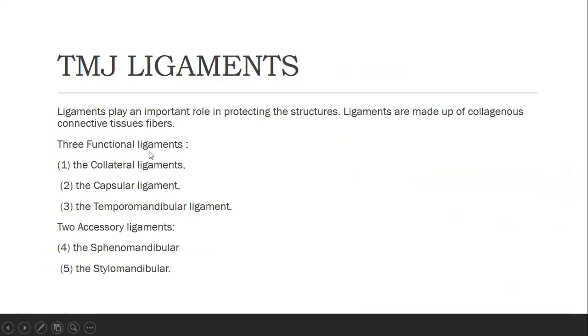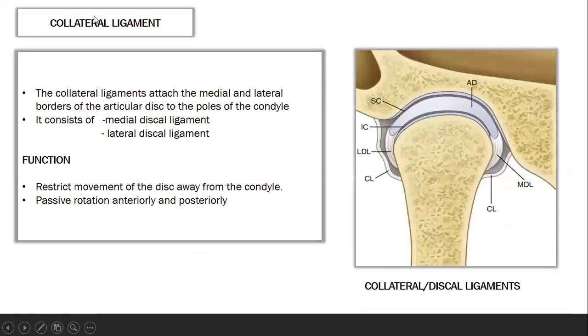Coming to the TMJ ligaments, three functional ligaments and two accessory ligaments are present. The three functional ligaments are the collateral ligament, capsular ligament, and temporomandibular ligament, whereas the two accessory ligaments are the sphenomandibular ligament and the stylomandibular ligament. The collateral ligament attaches the medial and lateral borders of the articular disc to the poles of the condyle.